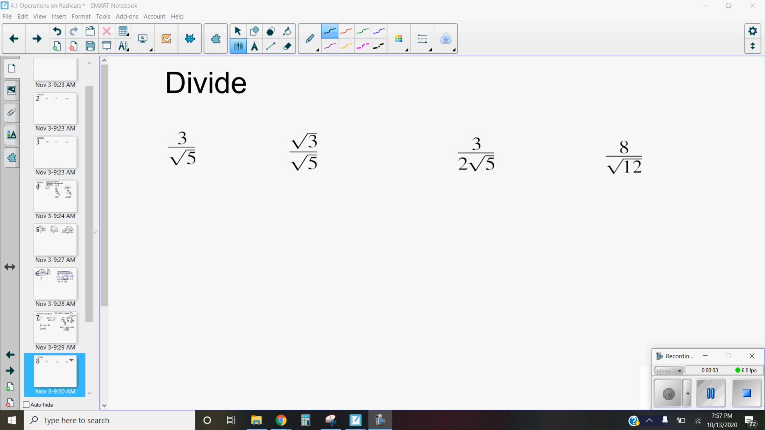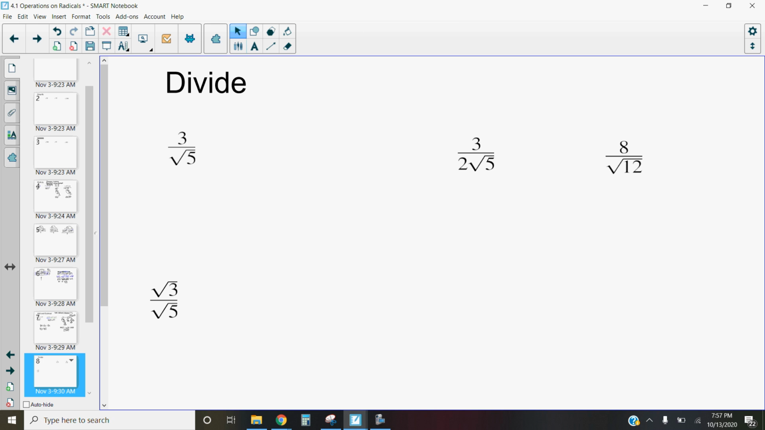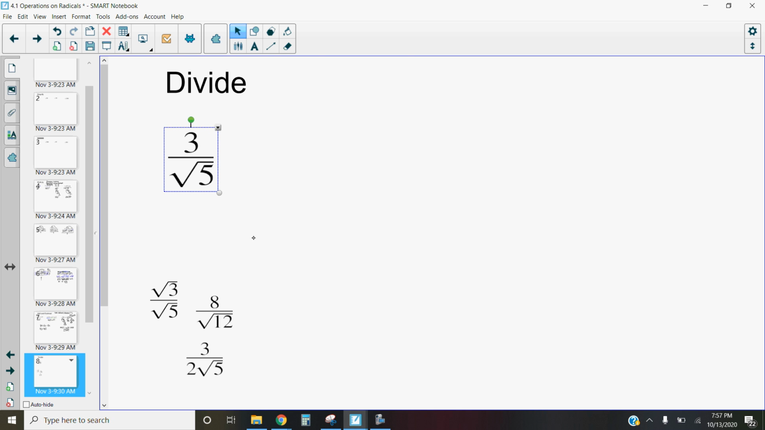Hi, this is Mrs. Kidman, and in this video, we're going to be talking about how we can rewrite problems that are dividing by a radical. So in this case, we're looking at this problem, and we've got 3 over the square root of 5. Let's make that a little bit bigger. So 3 over the square root of 5.